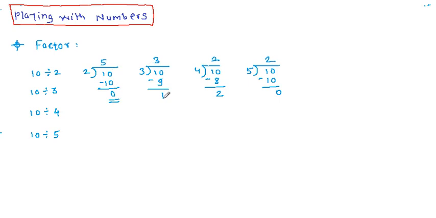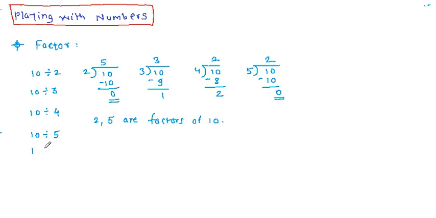So here 2 and 5 are the factors of the number 10. That means the divisor that exactly divides the number. Also, we can divide by two other numbers, that is 1 and the number itself.